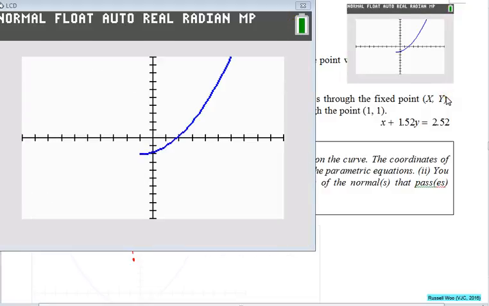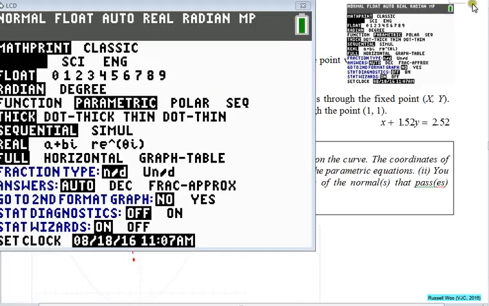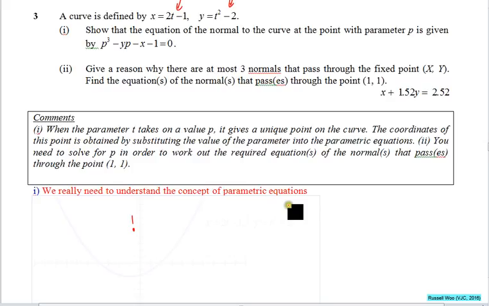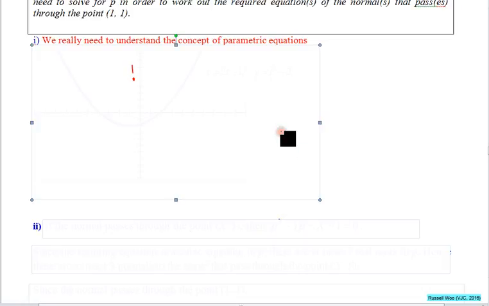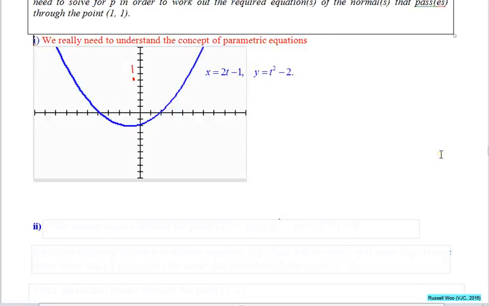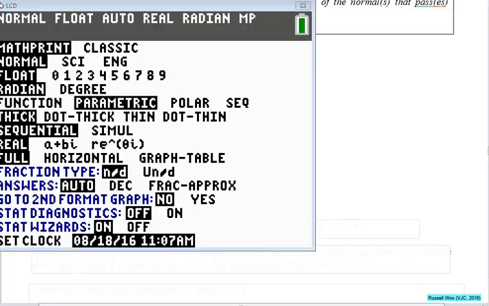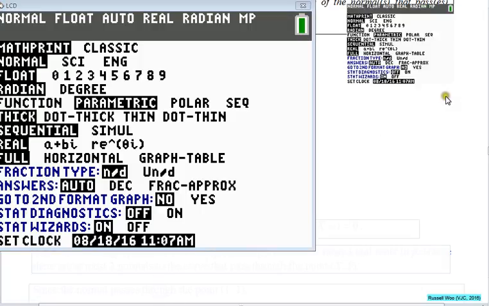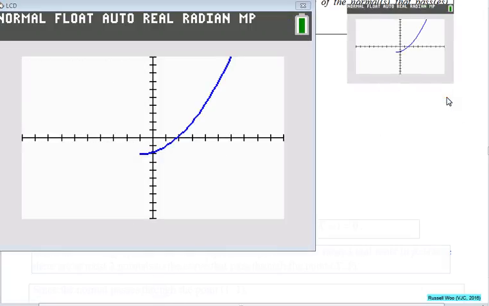Now I get this curve. Now this is not the entire curve. I show you what is the real curve. The real curve looks like this. This is the entire curve. However, if you sketch on your GC, I'm sure you will see the same thing. You will get only half of it. Can you please be very careful when you sketch your parametric graph on your GC?